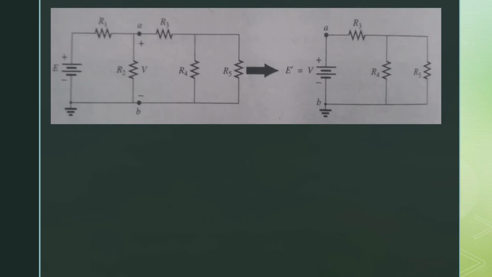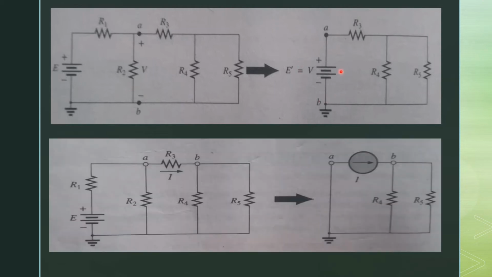Now this figure demonstrates the effect of knowing a voltage at some point in a complex circuit. If we know the voltage across A and B, you can replace this whole circuit with that voltage source. The second figure demonstrates the effect of knowing the current at some point in a complex circuit. If we replace this branch with a current source, you can replace this whole circuit with the current source by finding the value of that current.